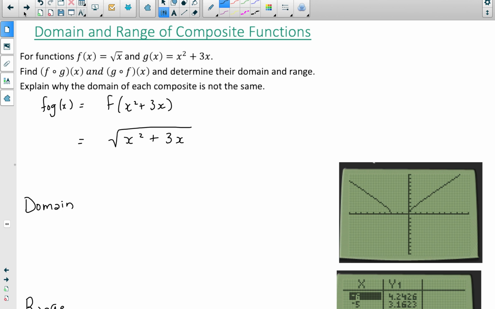Now, it's different when you do the other composition on the other side. So f of g of x is going to be f of x squared plus 3x, which if I put inside my function f of x, I'm going to get this. Now, this does not simplify.